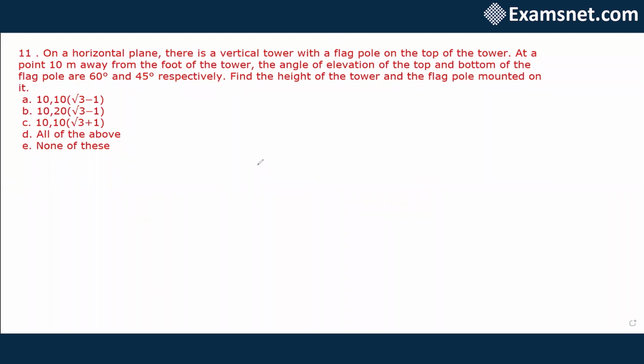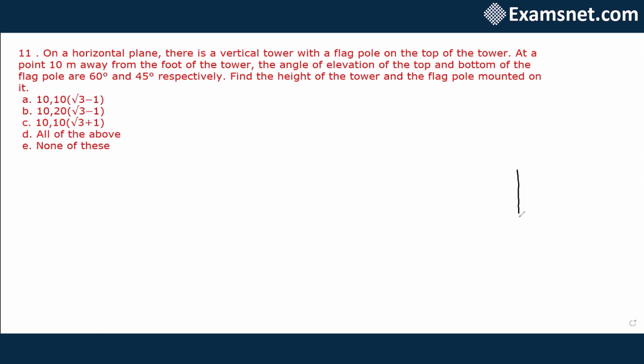Question number 11 states that on a horizontal plane, there is a vertical tower with a flagpole on the top of the tower. At a point 10 meters away from the foot of the tower, the angles of elevation of the top and bottom of the flagpole are 60 degree and 45 degree respectively. Find the height of the tower and the flagpole mounted on it. Okay, so let's start with the construction first.